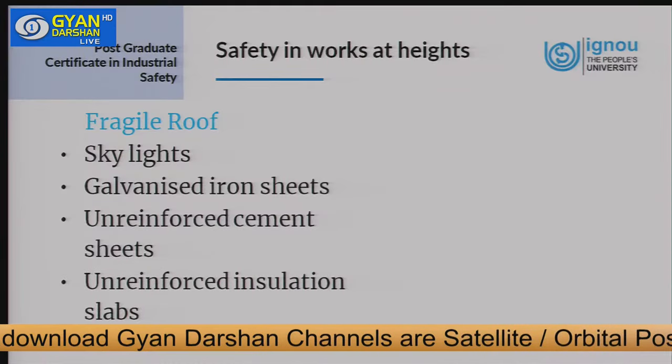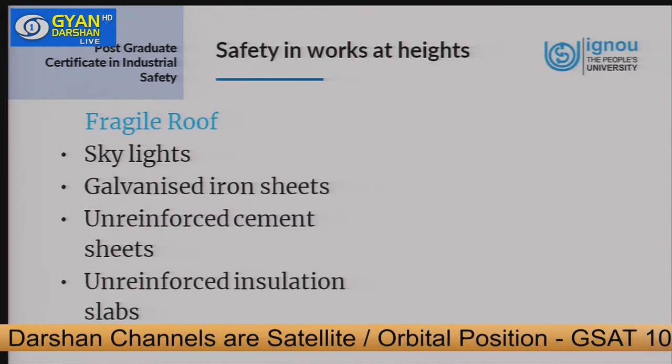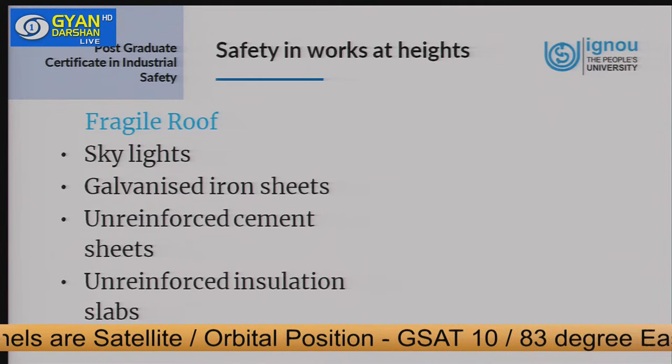Now, the fourth kind of category of fragile roof is the unreinforced insulation slabs. You may be wondering what an insulation slab is. This is usually used in countries where there is extreme cold climates, and we need to give extra insulation onto the roof in order to prevent the heat gain in the building. And so these roofs, though they look like roofs and they could be a layer below the original roof, the structural roof itself, these are not sturdy and cannot be stood upon in order to do any work that can cause casualties and accidents.